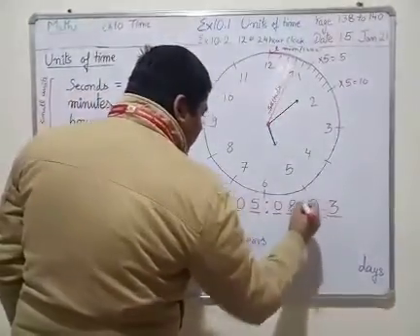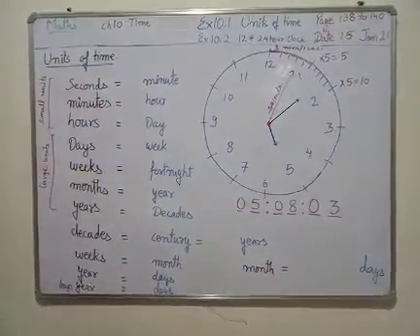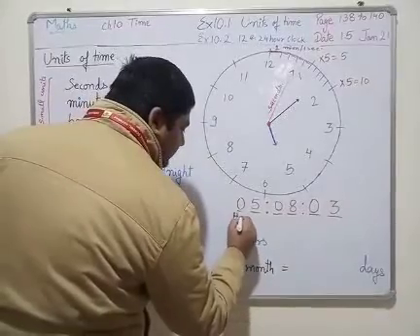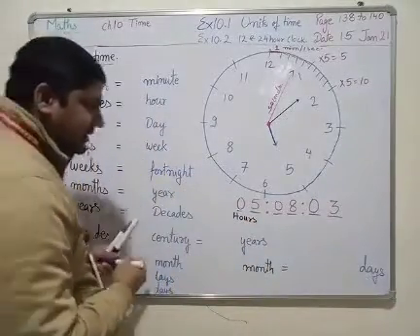So this shows the time. The first 2 digits show the hours. Next 2 digits show the minutes.